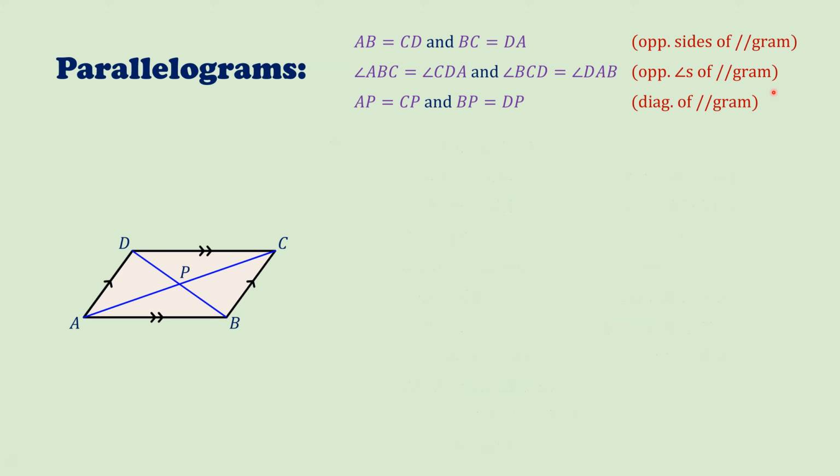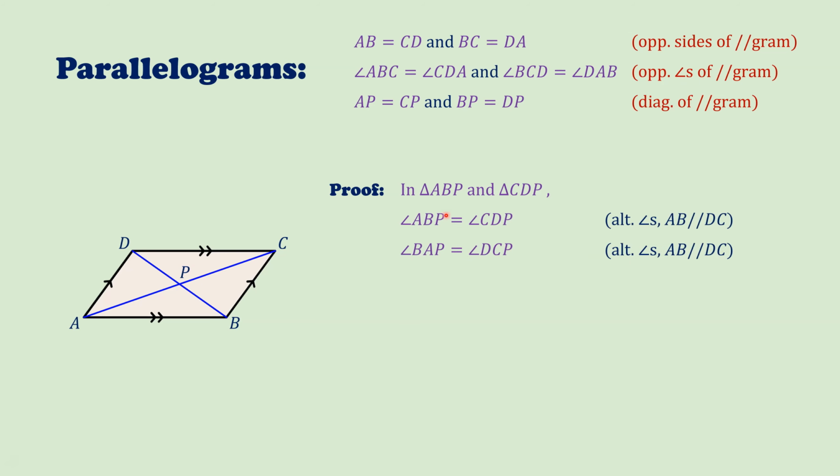To prove the last property, we can consider the triangles ABP and CDP. Similarly, we consider the alternate angles of parallel lines, so we know that these two angles are equal, and also these two angles are equal. Also, we have proved that AB is equal to CD, so we can conclude that these two triangles are congruent because of angle side angle.